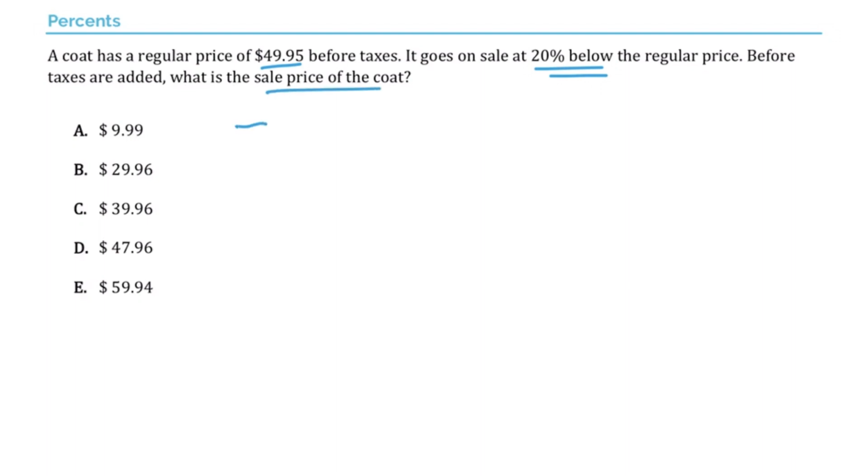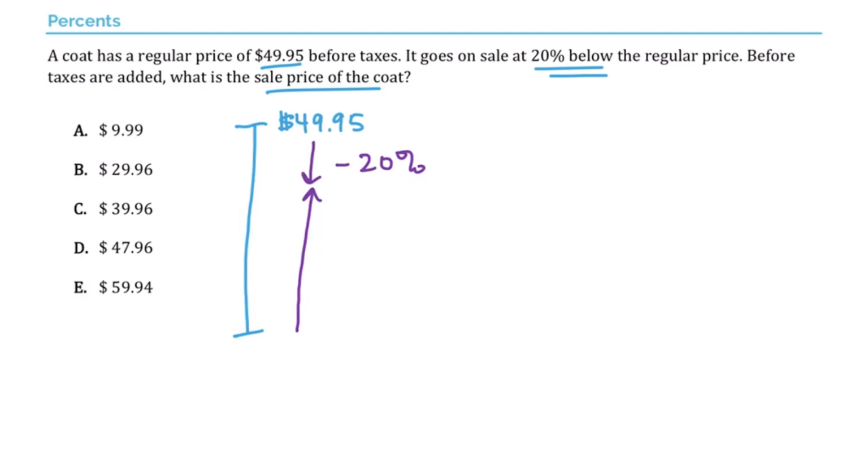All right, so here's how I want you to think about this. This bar here is 100% of the cost of the coat. Remember that the cost of the coat is $49.95. But we want a discount, right? We want to subtract 20% of that cost. I know we go over this a lot in the Winward Academy percents lesson, so if you need a refresher, please refer to there. Taking away 20% of something is the same thing as keeping 80%.